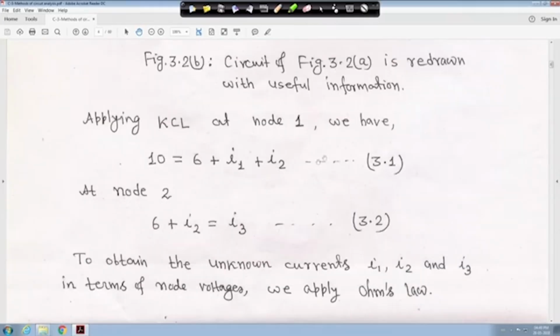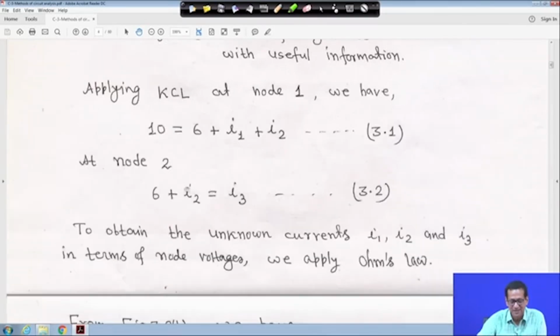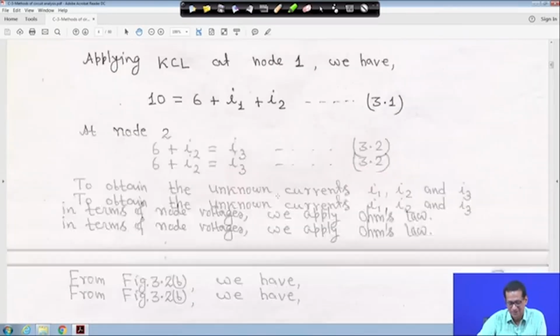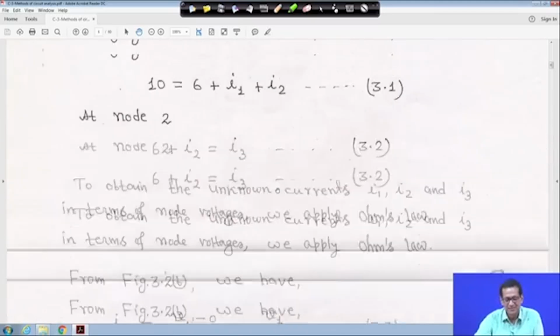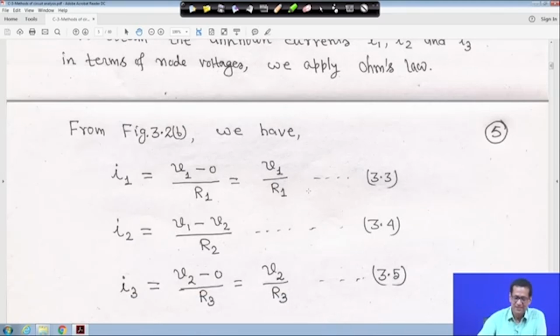So, if you write down the KCL equation I wrote initially, 10 is equal to 6 plus I1 plus I2. At the beginning I showed you all this, and at node 2 it is 6 plus I2 is equal to I3, right, and I wrote all the expressions for I1, I2, I3 for you. Again, from the circuit I have to explain everything. All these things are written here: I1 is equal to V1 upon R1, equation numbers marked, right. Similarly, I2 also I wrote for you, it is V1 minus V2 over R2.